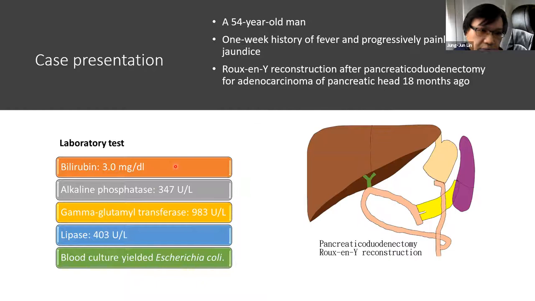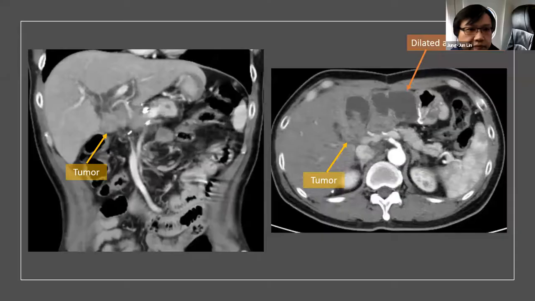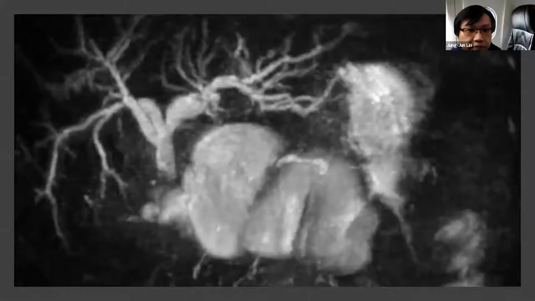The data showed hyperbilirubinemia and elevation of alkaline phosphatase, gamma GT, and lipase level. The blood culture yielded E. coli. A CT scan showed a hyper-enhanced tumor at the hepatojejunal site. And you can also see the jejunal loop, the efferent loop, is markedly dilated and adjacent to the stomach. The MRCP also showed a similar image, a dilated CBD and a dilated efferent loop. So the diagnosis of malignant efferent loop syndrome was well established.